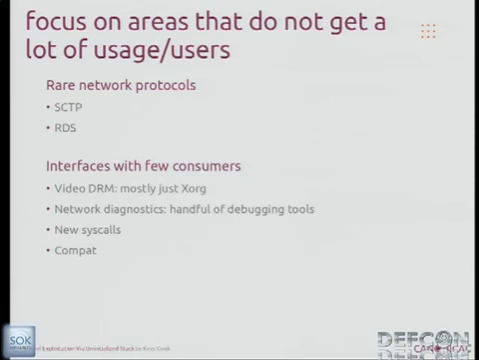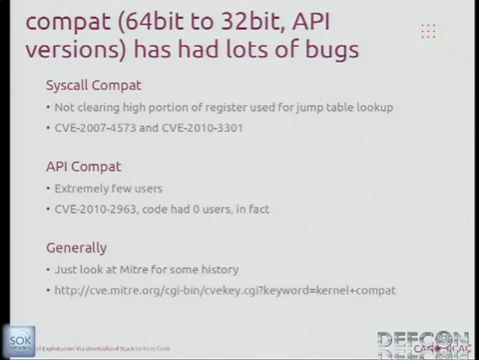So I tried to focus on areas that didn't have a lot of usage or users. There have been plenty of vulnerabilities in rare network protocols or interfaces with not a lot of consumers, especially compat. So when you're dealing with running 32-bit on a 64-bit, or you have different API versions like the Linux four video stuff, there's a lot of issues. In fact, the issues are so bad that you have severe problems come back. This CVE that I mentioned, CVE-2007-4573 and 2010-3301, it's the same issue. They just reintroduced it 3 years later.